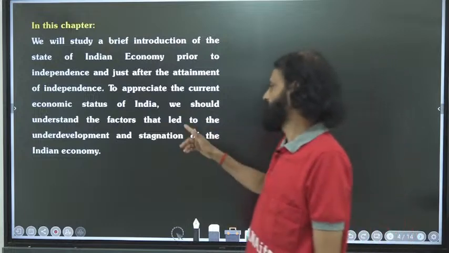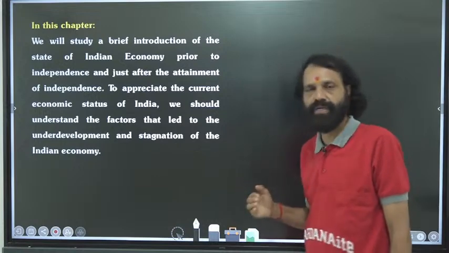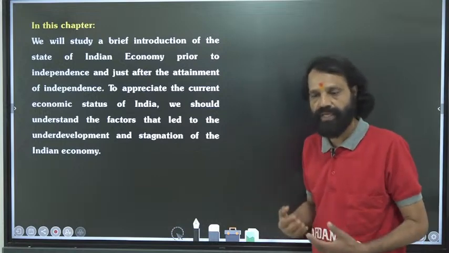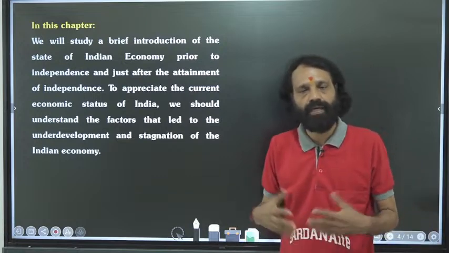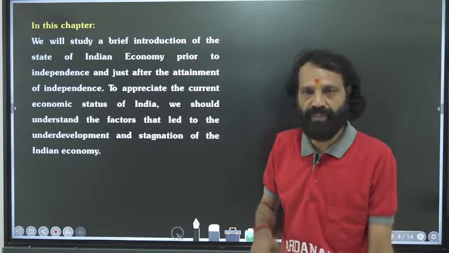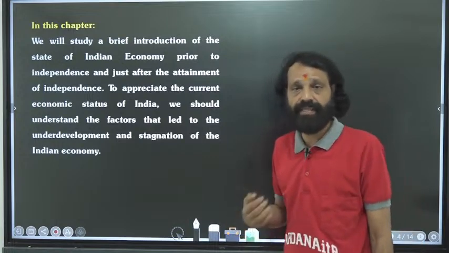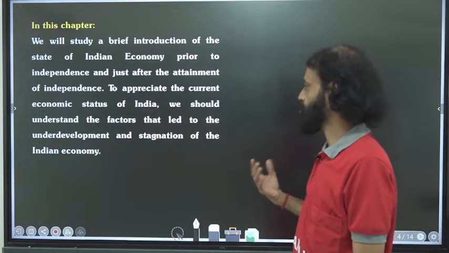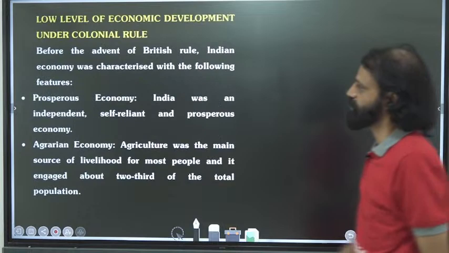And we will also study why the stagnation happened, why India's economy didn't develop that much while the Britishers were ruling our country, during the British rule. That also we are going to study in this lesson.